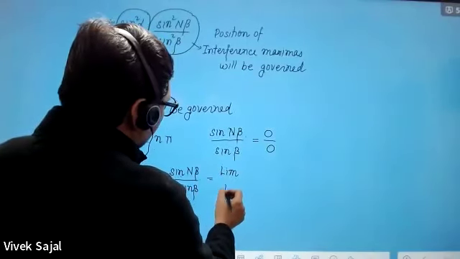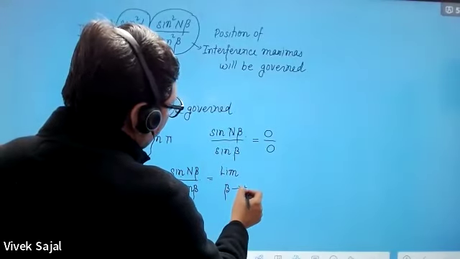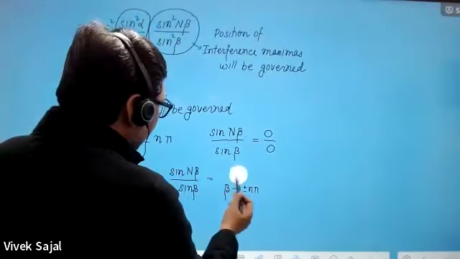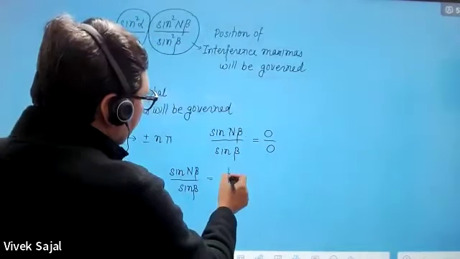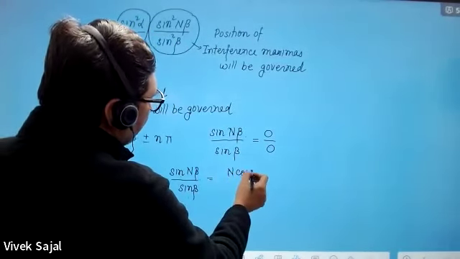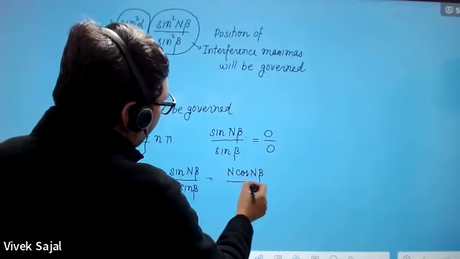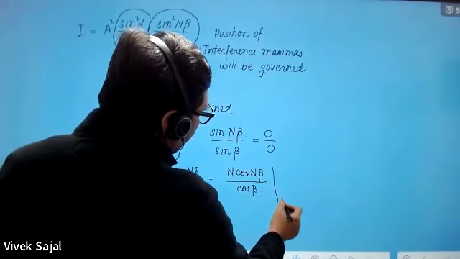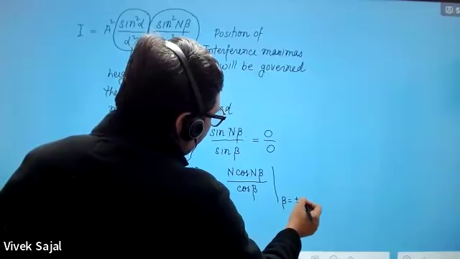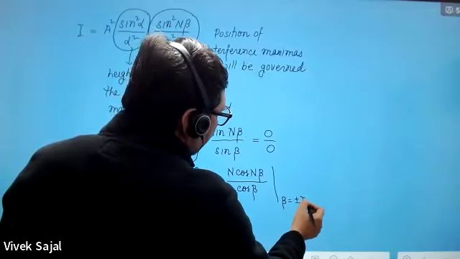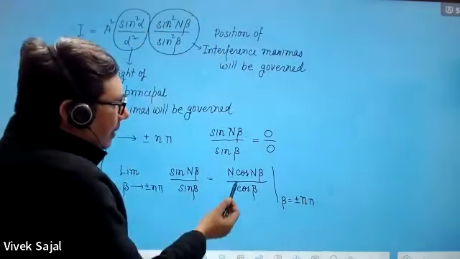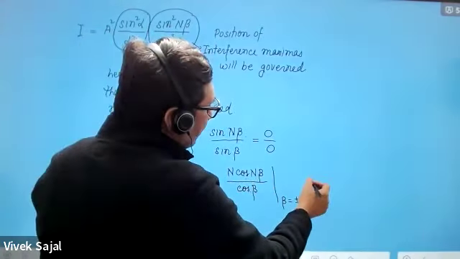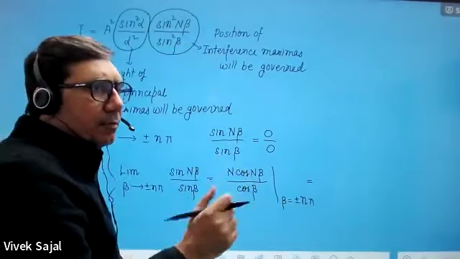Limit beta tending to plus minus n pi. So here, or I should write, it's better to write like this. First differentiate this. This will give you cos n beta divided by cos beta, where beta is equal to plus minus n pi. It will be like this. If you write here plus minus n pi, so this will either give you plus minus 1, either plus 1 or minus 1.